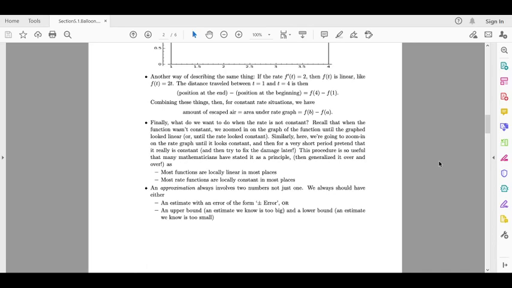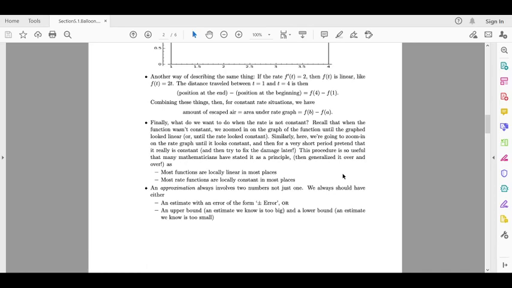This procedure is so useful that many mathematicians have stated it as a principle, and then they generalized it to death. Basically, they're saying most functions are locally linear in most places. The rate version would say most rate functions are locally constant in most places.